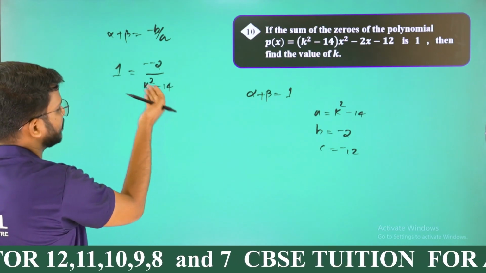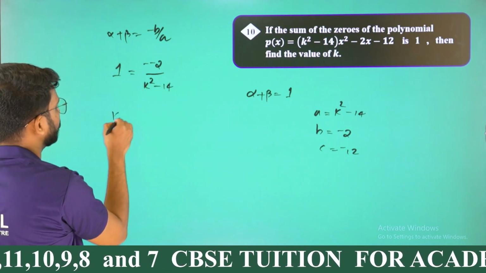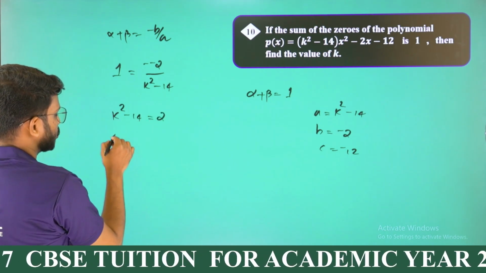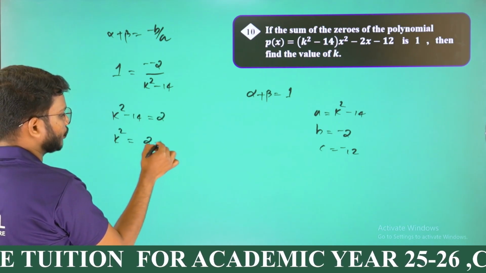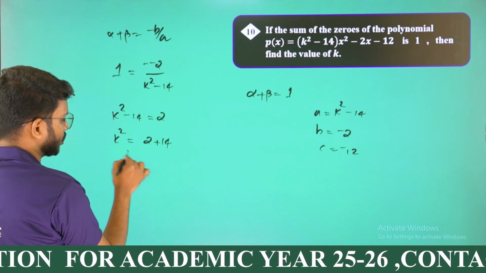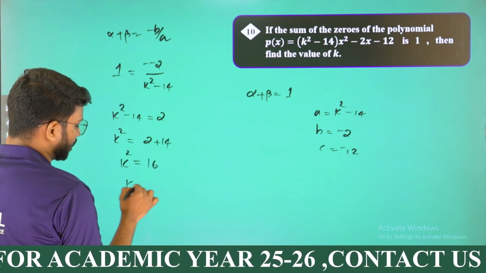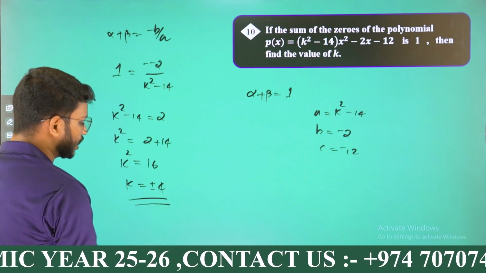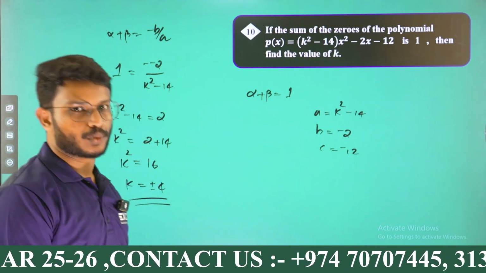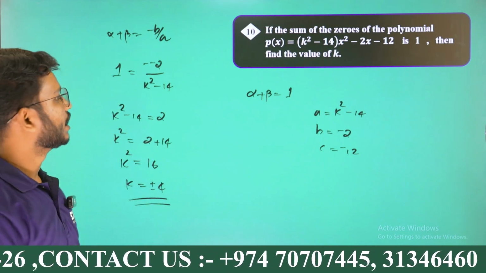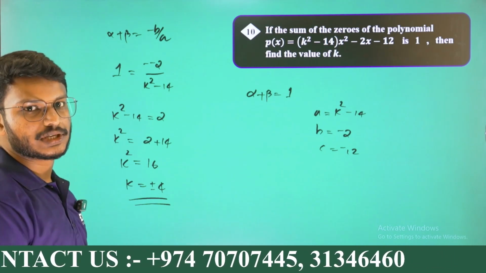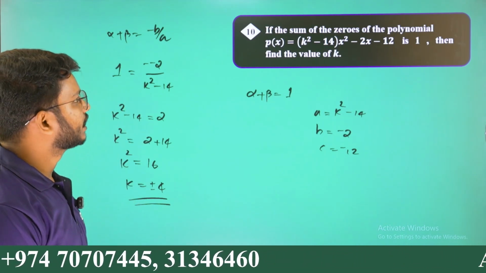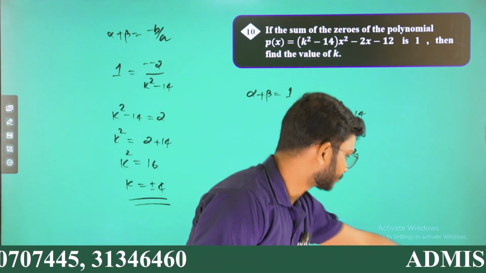So we can shift this denominator to here. So it becomes k squared minus 14 is equal to plus 2. So k squared is equal to 2 plus 14, k squared is equal to 16, k is equal to plus or minus root 16, which becomes 4, right? So k is equal to plus or minus 4. Very easy question, right? If you have any doubt, please pause the video and watch again. Next, let's move to the next question.